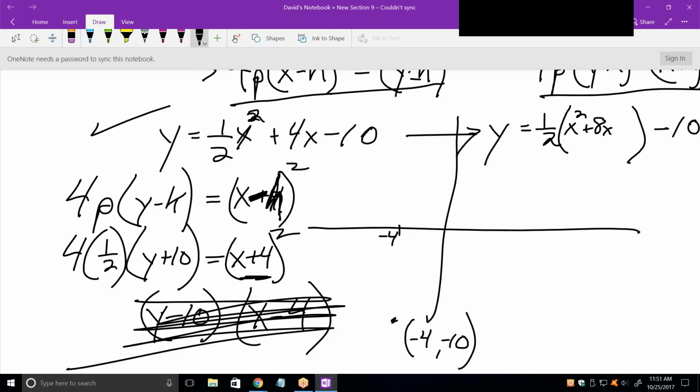In other words, I'm going to put this in pure vertex format. Vertex format is a times x minus h quantity squared plus k. That's vertex format, and then h and k are the vertex. So the first step I did, factored out the 1/2. Second step, I'm going to complete the square. And what I did was I just added 8 to both sides.